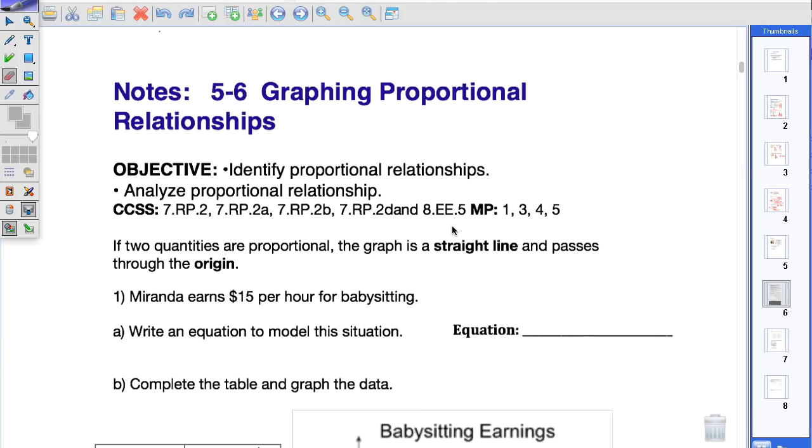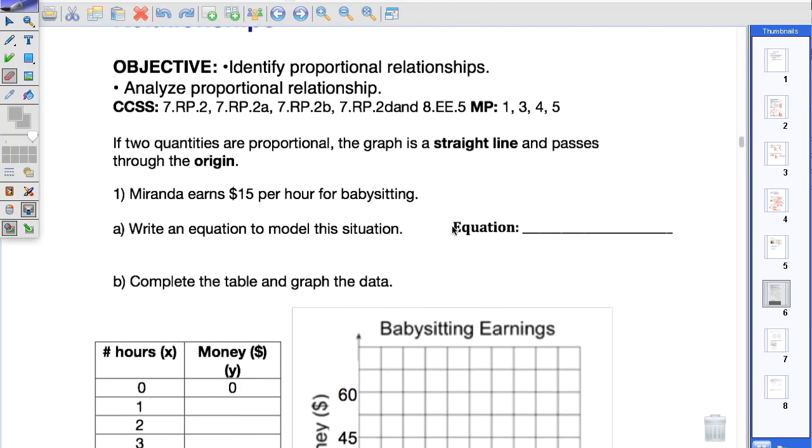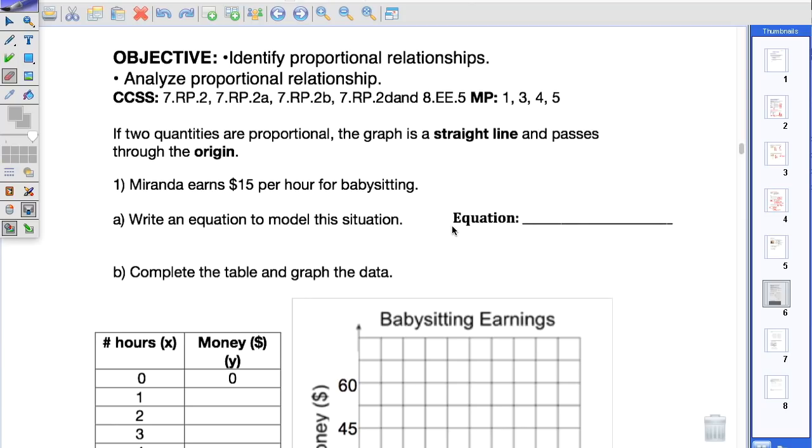Notes 5-6, Graphing Proportional Relationships. The objective is to identify proportional relationships, analyze proportional relationships, the Common Core State Standards list, and the mathematical practices. If two quantities are proportional, the graph is a straight line that passes through the origin.